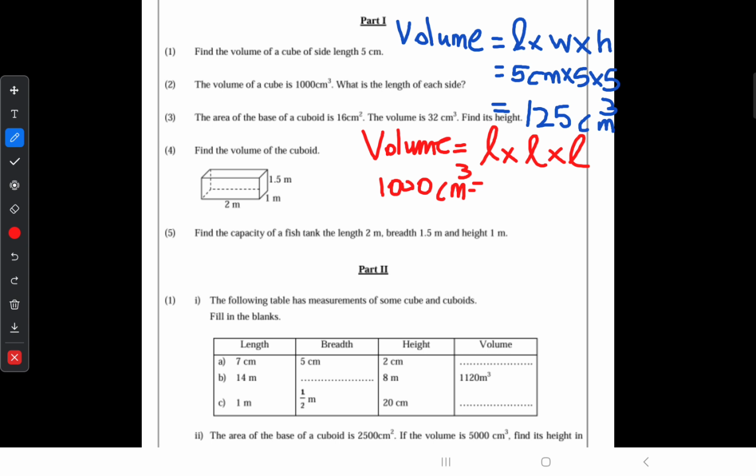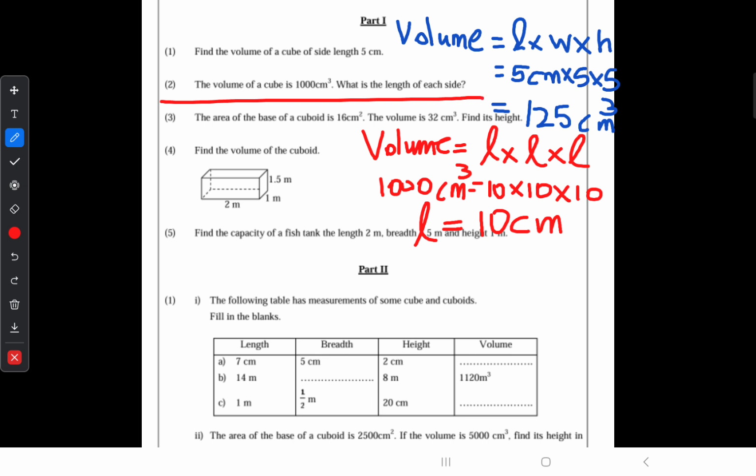Cube root of 1000. So that should be 10 into 10 into 10. When you find the cube root of this 1000, that should be 10 centimeters. So what is the length of each side? Length of each side equals 10 centimeters for this cube.